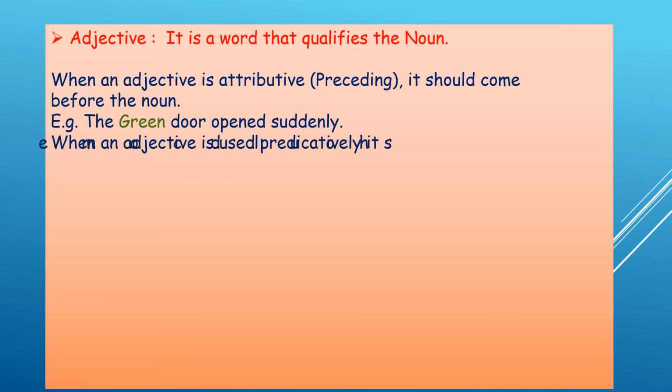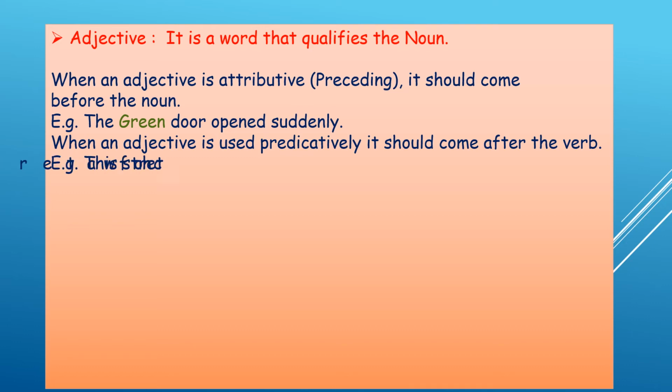When an adjective is used predicatively, it should come after the verb. This word predicate you have heard in the earlier classes, children. A sentence is divided into two parts, subject and predicate. In the subject part, only the subject comes, while in the predicate part, the chief word is the verb. So here also when an adjective is used predicatively, it should come after the verb. So when it comes in the predicate part, the adjective should come after the verb.